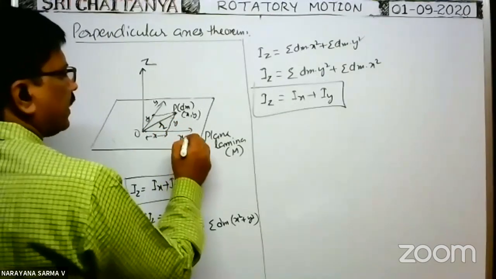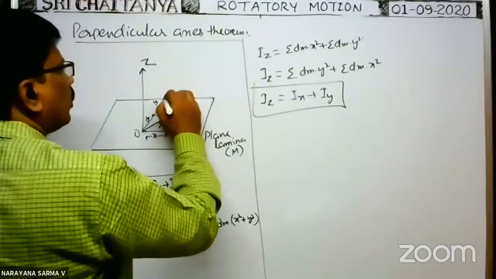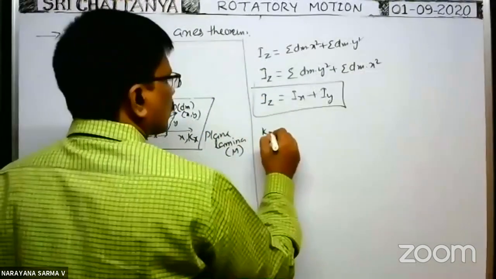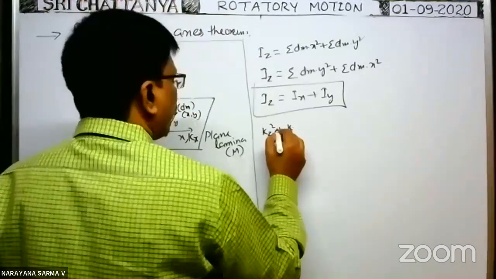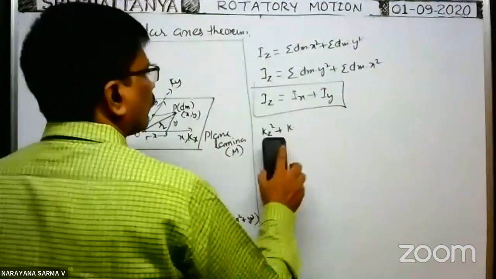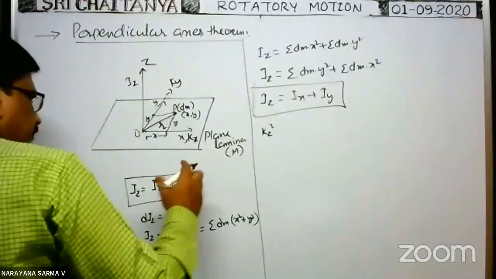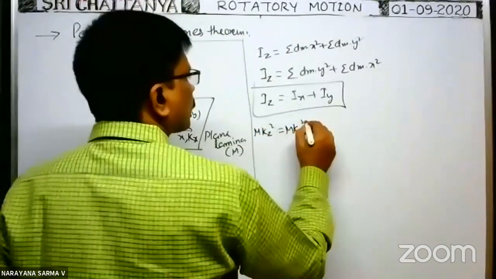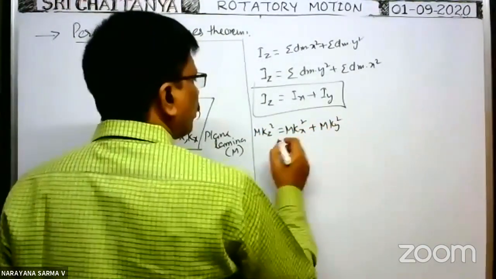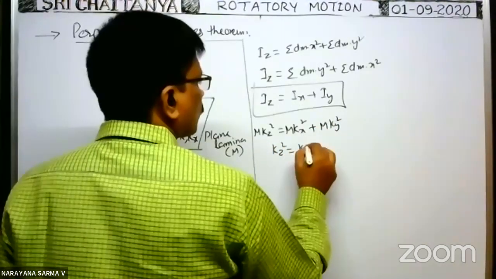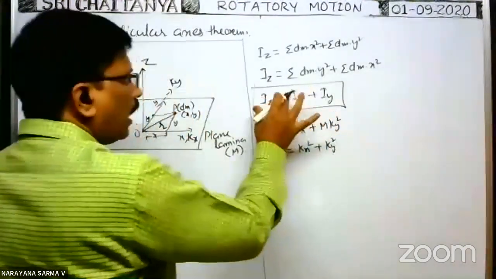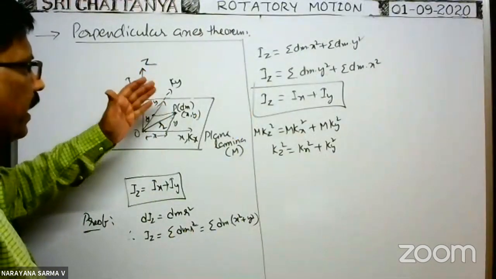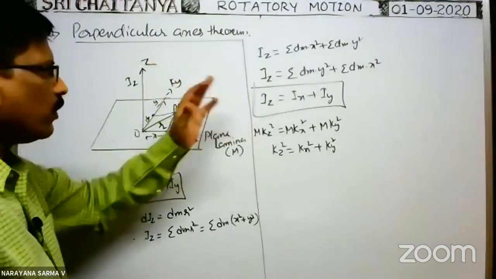About x axis, suppose the radius of gyration of the plane lamina is kx, about y axis ky, about z-axis kz. Then m kz square is equal to m kx square plus m into ky square. M you cancel, then kz square is equal to kx square plus ky square. This is the formula for moment of inertia when the plane of the lamina lies in xy plane.